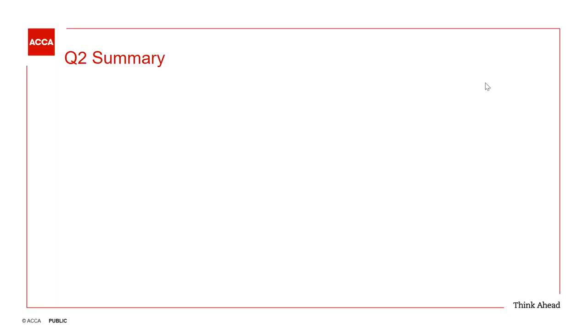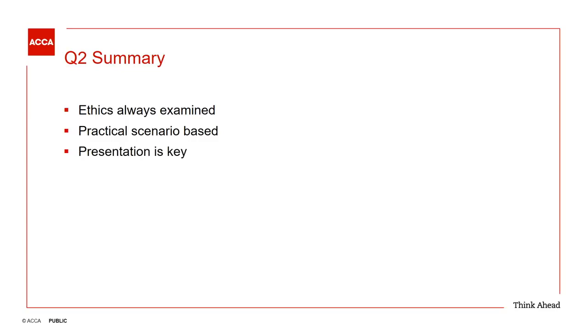So let's recap. Question 2 is always going to be on ethics. It's always going to be examined in that practical accounting way. It's not about regurgitating the 5 pillars, the 5 principles of ethics. It's about applying them. Presentation is key to answering this question. Think about your answer plan. Deal with the accounting issues first, break them down into parts, before then dealing with the ethical issues, and try and deal with each ethical issue separately.